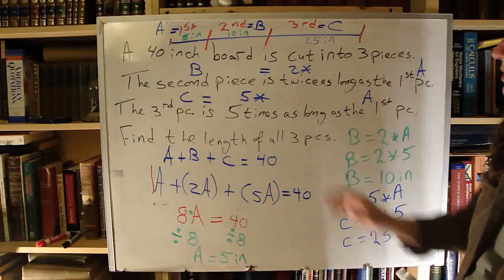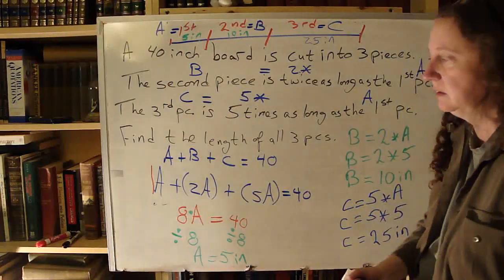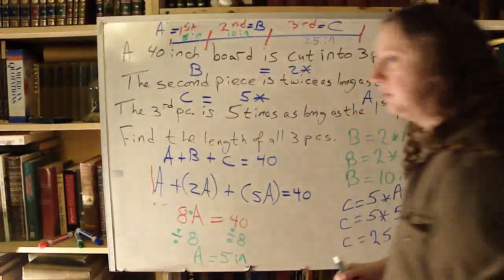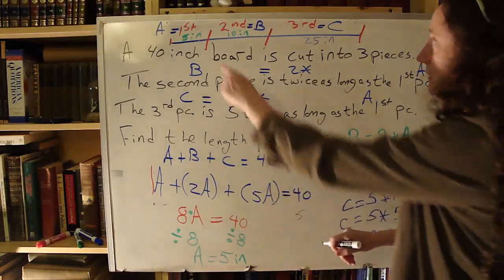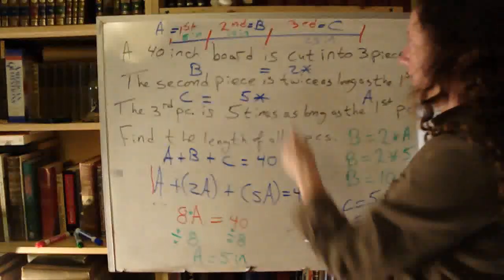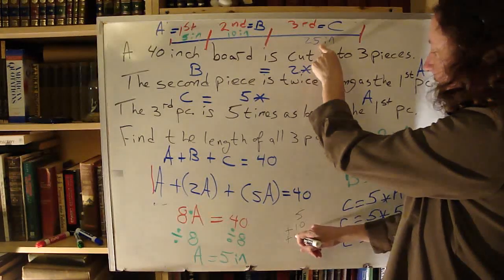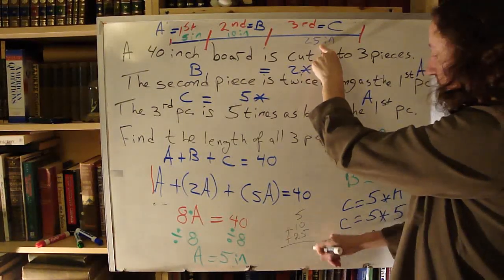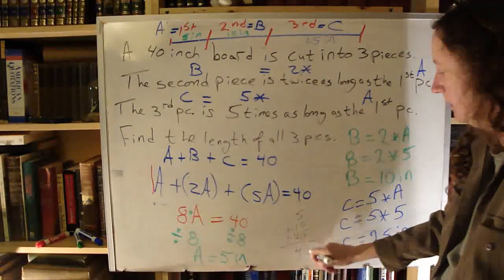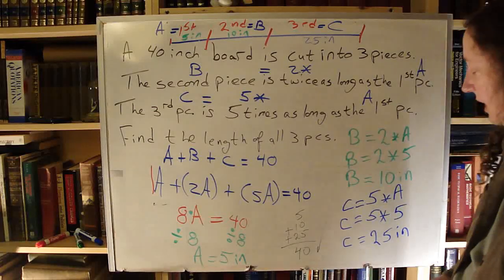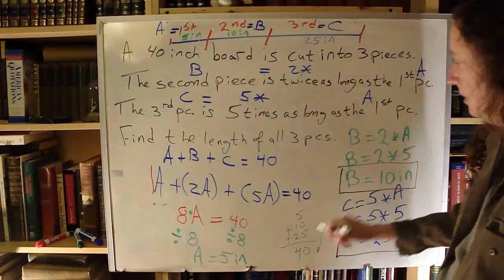Now I want to check to make sure, do all of these add up to that 40 inches that I have at the beginning? So this is my checking stage. 5 from there, plus 10 from there, plus 25 from there. So I have 25, that's 30, that's 40. It works out, so now I know that all of my answers are correct.